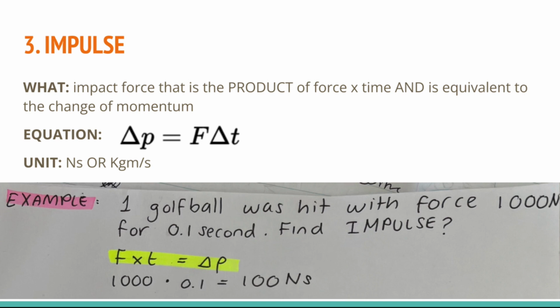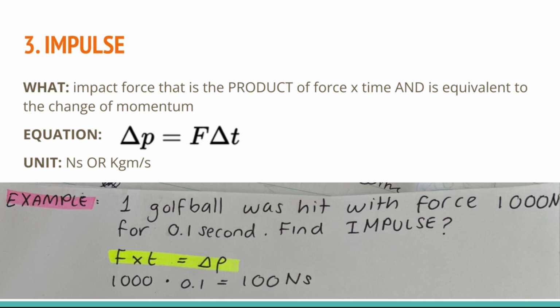What is impulse? Impulse is an impact force that is the product of force times time and is equivalent to the change of momentum. The equation is change of momentum equals force times the change in time, and the units can be Newton second or kilograms meter per second, which is similar to that of momentum because again, change of momentum, still the same equation, still the same unit.